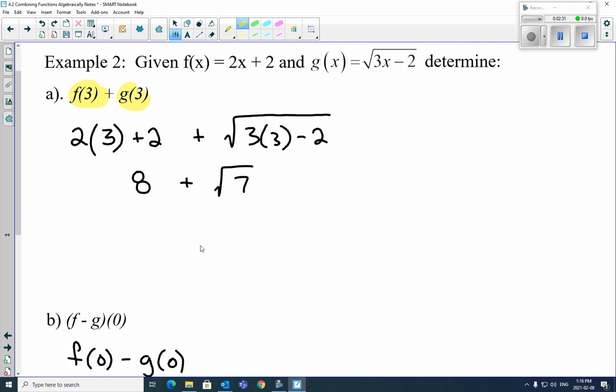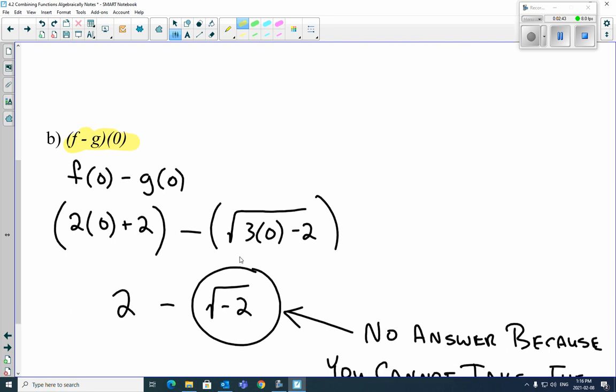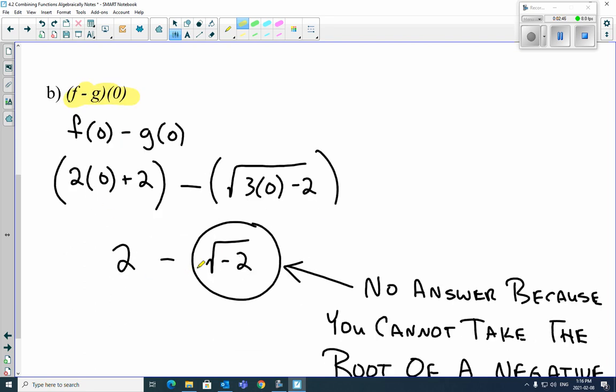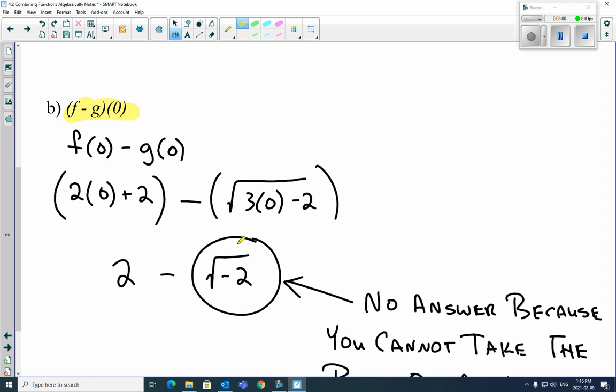Okay, what about this one here? We have f minus g of 0. That means, again, remember this is a slightly different way of writing it, but it means f of 0 subtract g of 0. So you plug 0 into that one, you plug 0 into that one. We do this, we get 2, and then minus root of negative 2. Well, that's kind of weird. Can we do that? No. No answer, because you cannot take the root of a negative number, right? You haven't learned that yet. That's in university math when we're coming up. So this one, you cannot get an answer to it, so there's no answer to this question.